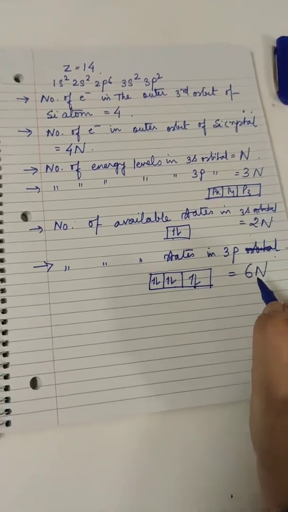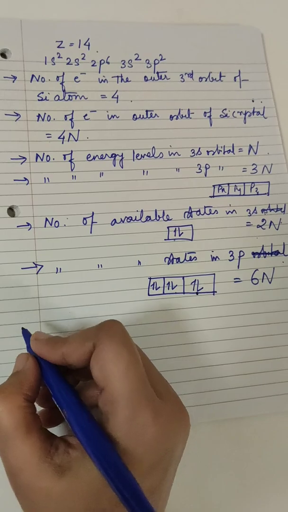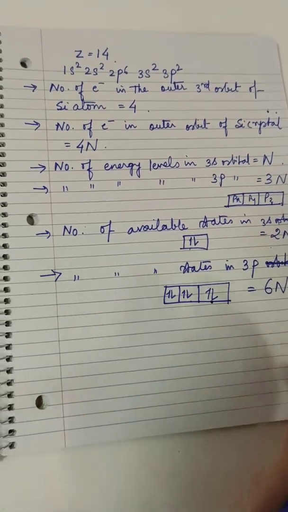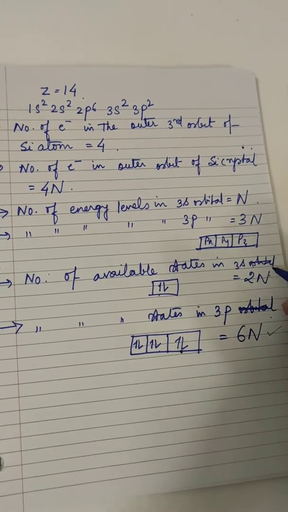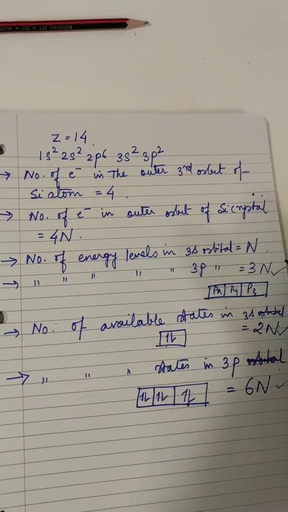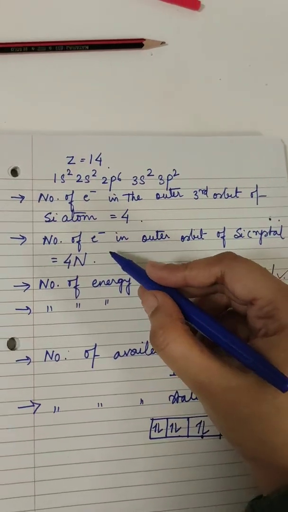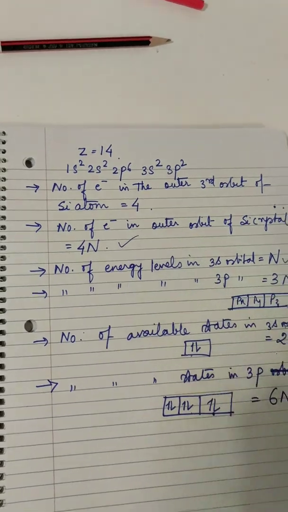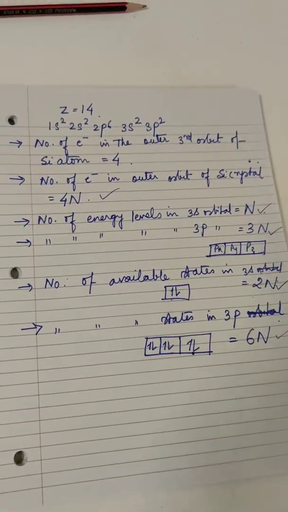Okay. Now let us draw the diagram. We have 6n states in the 3p energy band, 2n states in the 3s energy band, 3n energy levels in the 3p band, n energy levels in the 3s band, and 4n electrons, which is the total number of electrons in the third orbit of the silicon crystal. So let us draw the diagram.